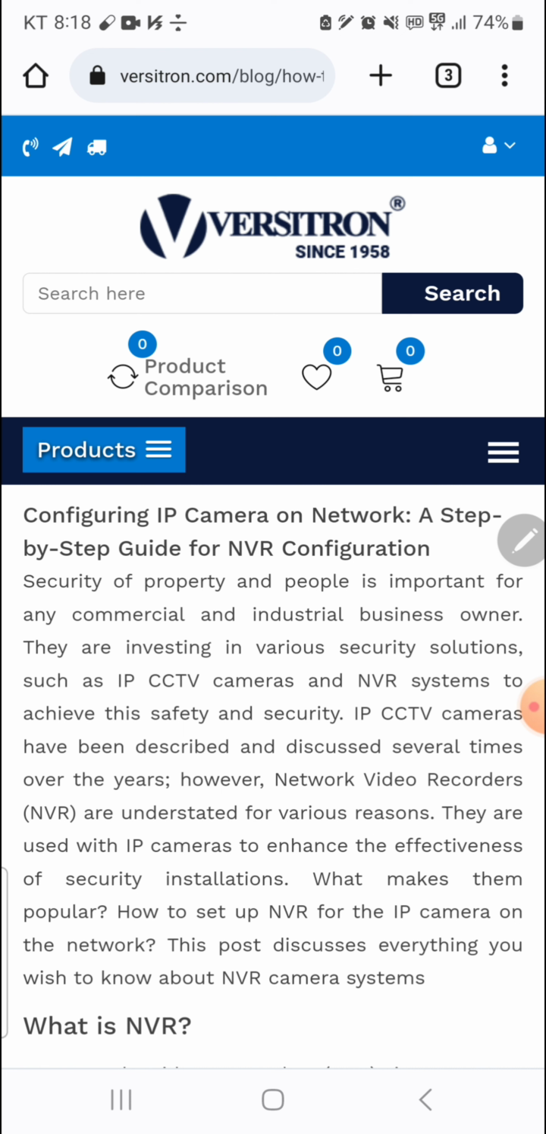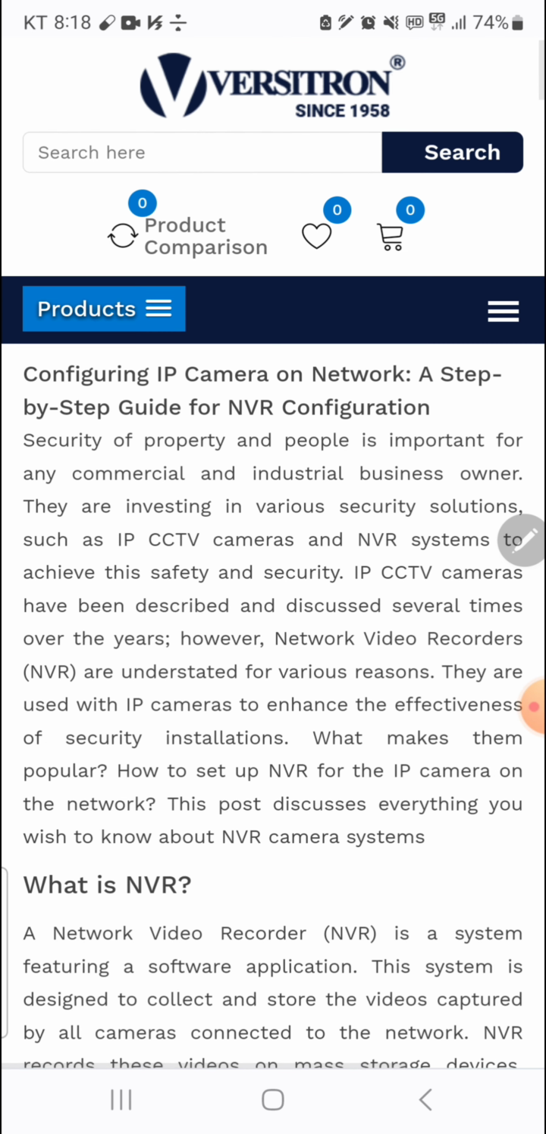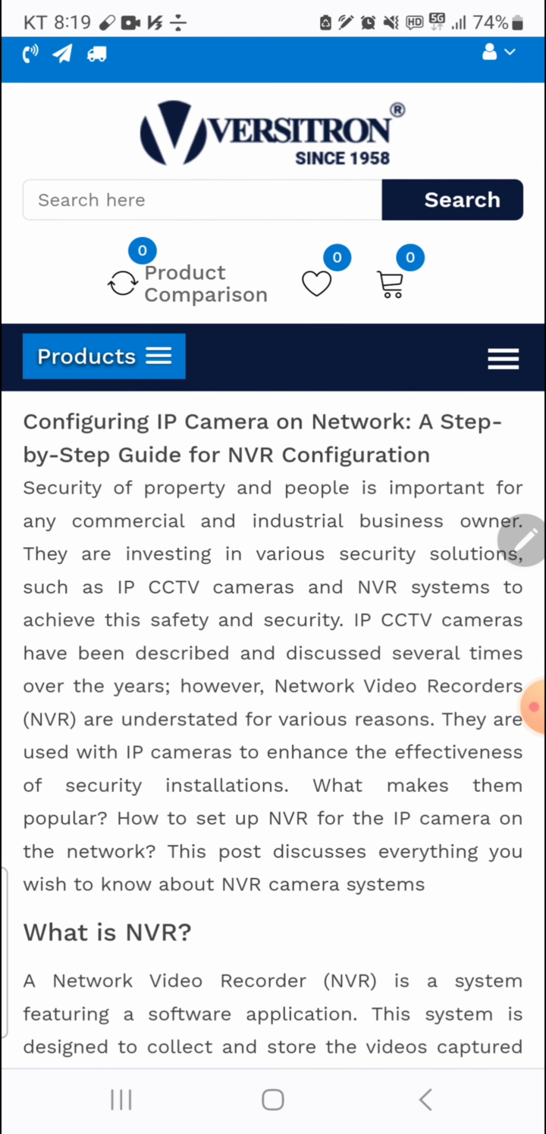So I'm sitting outside on a bench and trying to read the article about NVR, how to configure NVR and IP cameras to connect them with each other and operate in just one smooth system. So here we go.